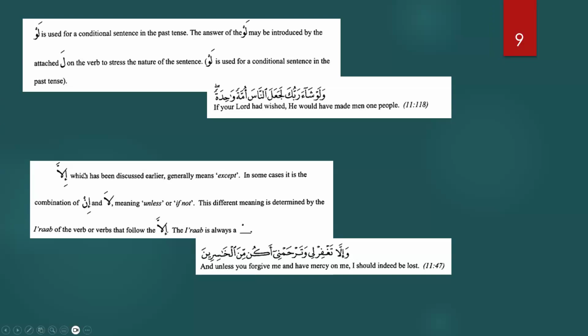So, illa, which has been discussed earlier, generally means except, right? Illa is like a clause to say, the people came except for their donkey, or the people came except for Hassan. So illa is a means of showing except. Basically you're giving a rule to the total and you're taking one thing out. You're creating an exception. Everybody came except for the donkey. Everybody came except for Hassan.